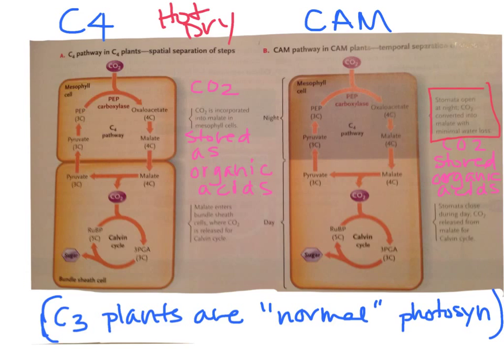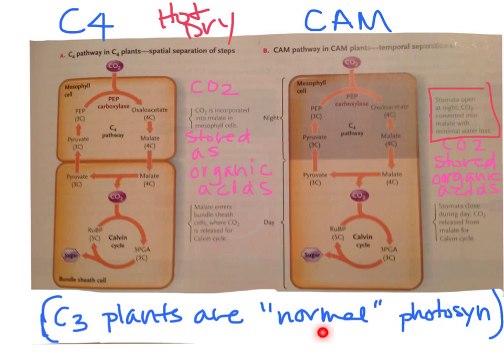In C4 plants, there's actually 2 separate cells. The mesophyll cell holds the organic acids. We pass it over into the bundle sheath cell during the day when photosynthesis needs to happen, pop off the CO2, send it into the Calvin cycle, 1, 2, 3, boink, pop off some sugar, and there we go. We don't have to have our stomata open during the day.